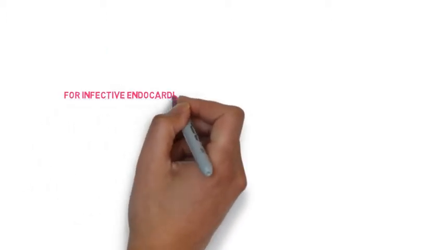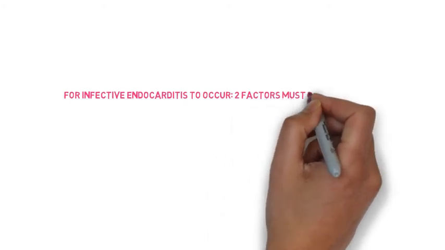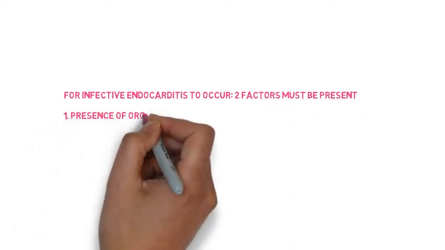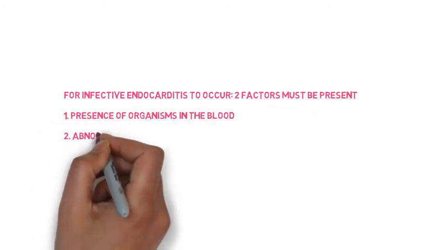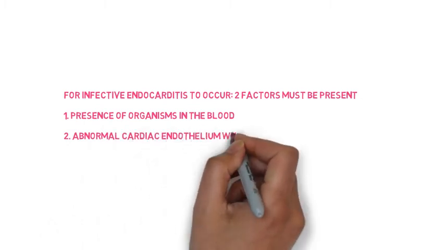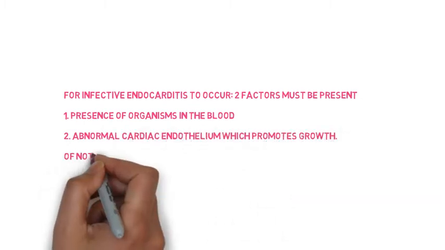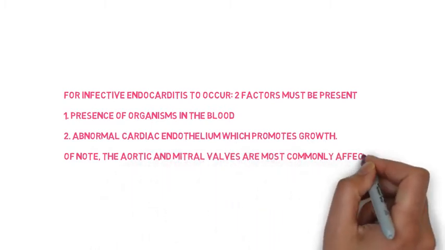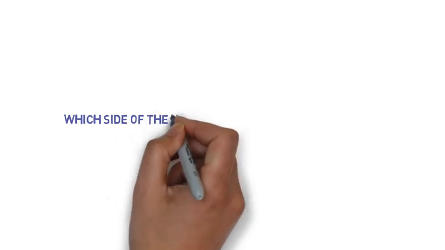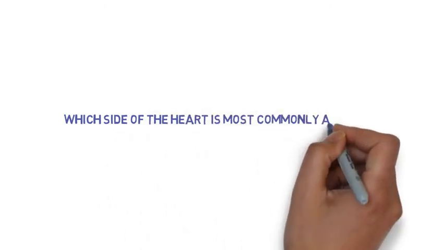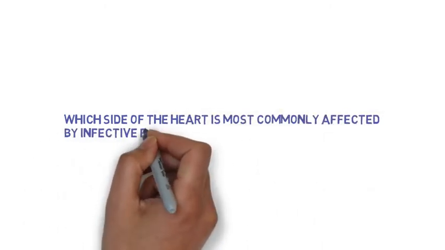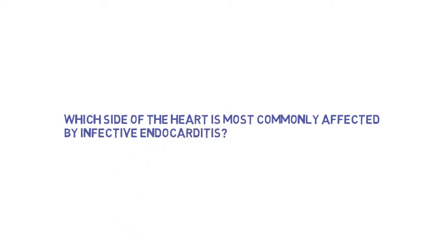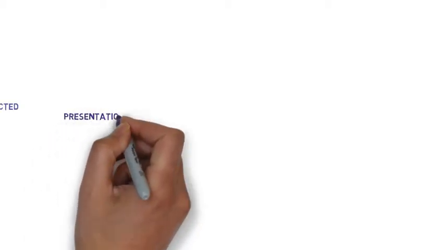And for infective endocarditis to occur, two factors must be present: one, the presence of organisms in the blood, and two, abnormal cardiac endothelium, which promotes growth. Of note, aortic and mitral valves are most commonly affected. And which side of the heart is most commonly affected? Well, this tends to be the left side of the heart due to the increased turbulence of the blood.